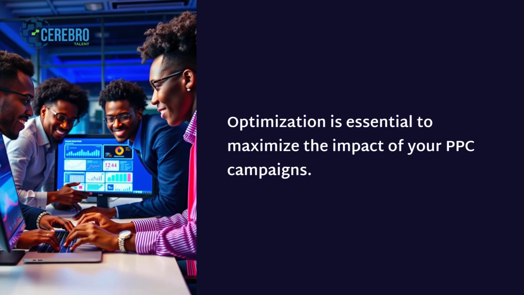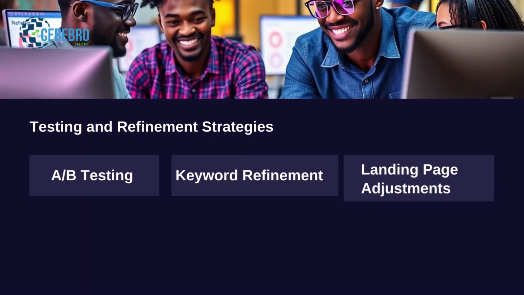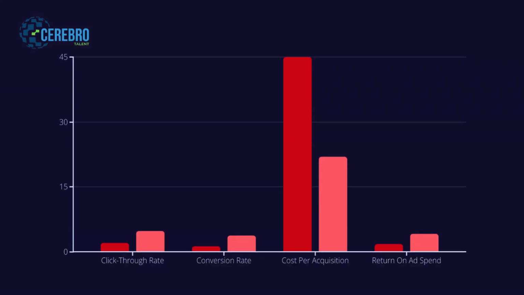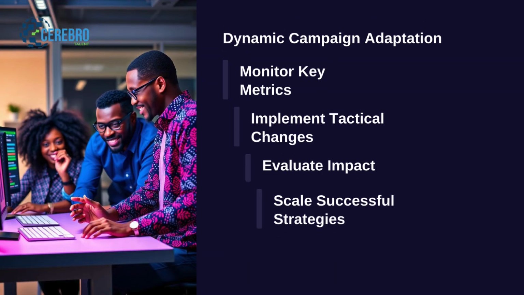Optimization is essential to maximize the impact of your PPC campaigns. This scene covers A/B testing, keyword refinement, and landing page adjustments with clear definitions and real-life examples. Visual aids, including charts and diagrams, illustrate the optimization cycle and how incremental improvements lead to significant gains. We also share data sets showcasing before and after scenarios to reinforce the benefits of continual testing and learning. This practical approach empowers you to adapt your campaigns dynamically for sustained success.